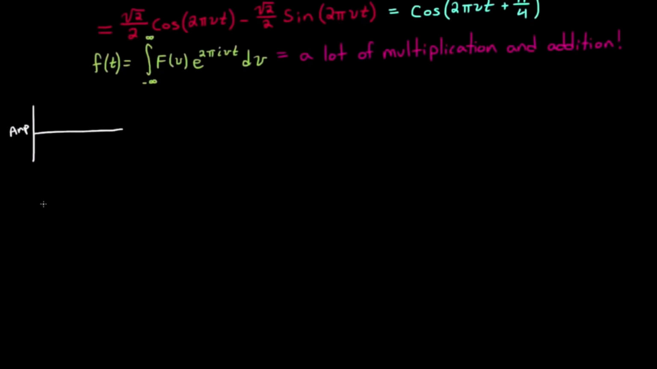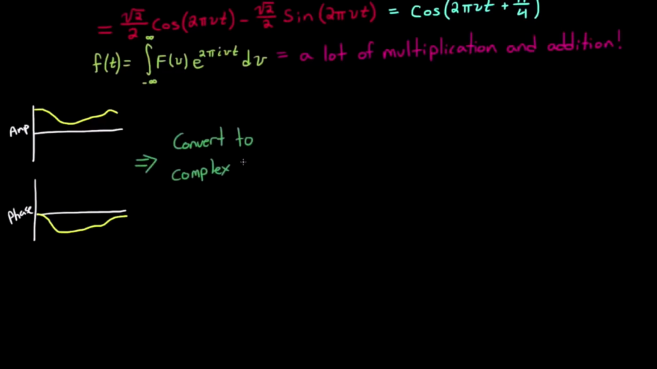So just to sum it up, we can write the transformation from the frequency domain to the time domain like this. You take a continuous set of frequency information, and this is complex information since it has both amplitude and phase. We call that information f of nu.